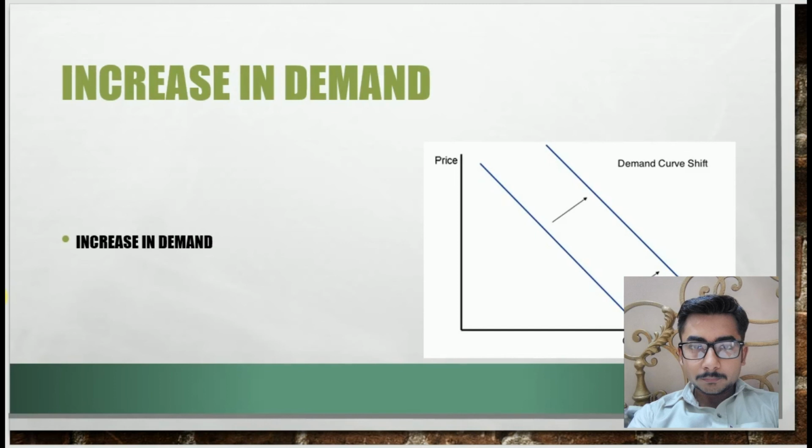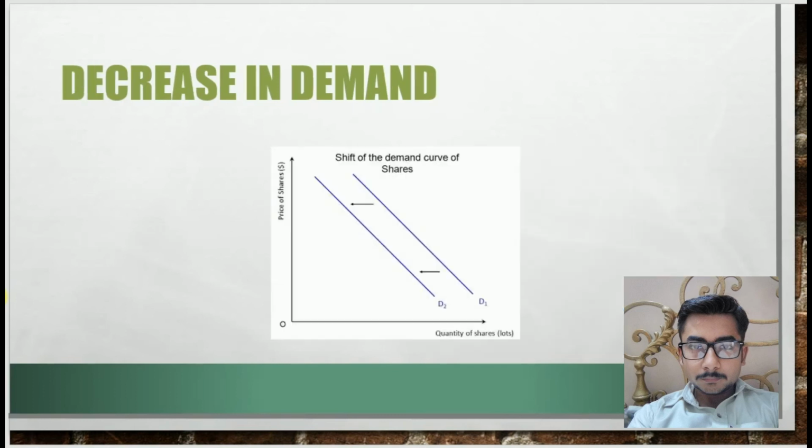As I said, this depends on the factors, whether the factors are increasing the demand or decreasing demand. If we have an increase in demand, you can see the curve has shifted to the right hand side from D to D1. Demand curve shift, it is written down. And next, we have a decrease in demand. This depends on the factors, whether the factors are favorable or unfavorable. So the decrease in demand would be on the left hand side. As you all can see, from D1 we have moved to D2.